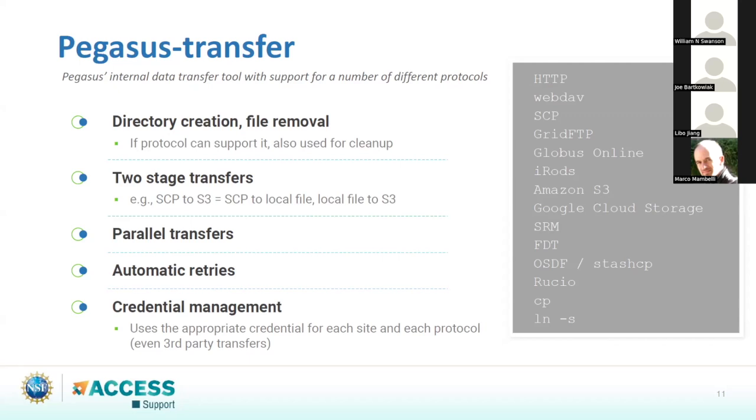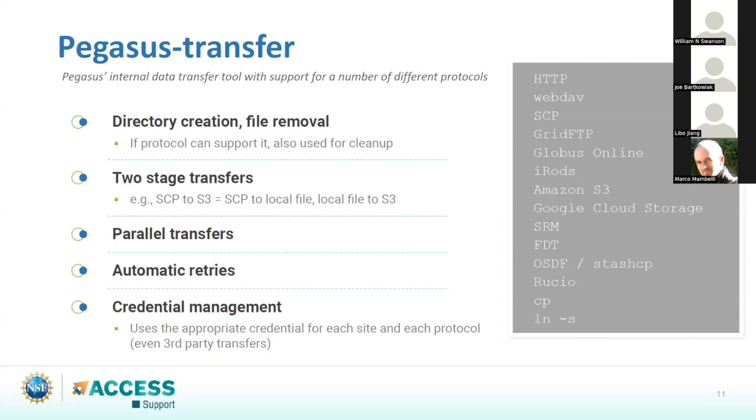And this is a really neat thing, for example, when it comes to downloading a lot of stuff from HTTP or something like that. Protocols that are not parallel in nature, we can do parallel transfers, parallel connections. So, it's a very efficient way of doing that. Automatic retries. Another neat thing here is the two-stage transfers.